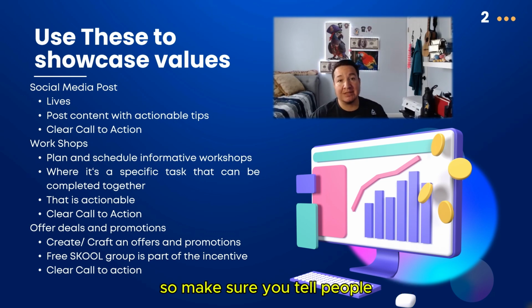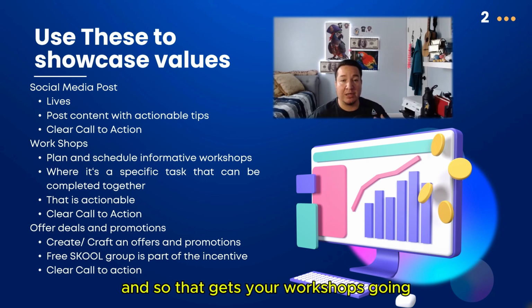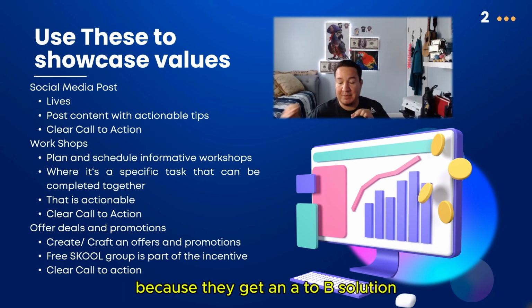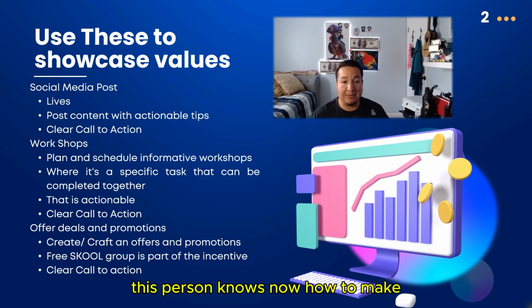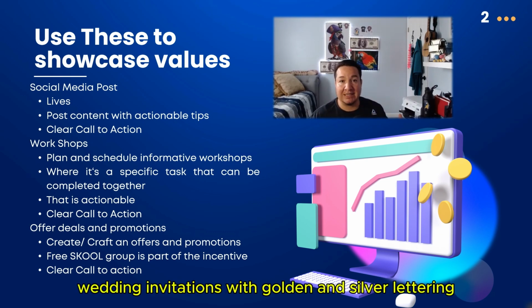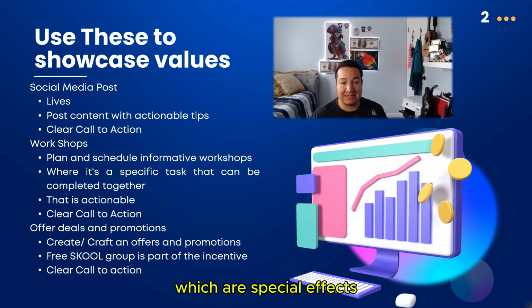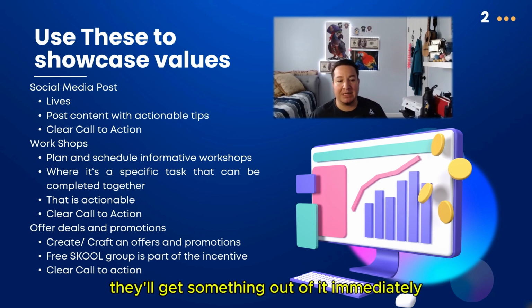So make sure you tell people it's a limited amount of time, it's a limited amount of space, and that gets your workshops going. People will be super satisfied because they get an A to B solution. This person now knows how to make wedding invitations with gold and silver lettering, which are special effects that they have to work on and learn. So make sure there's a clear call to action, and it's something that they'll get something out of immediately.